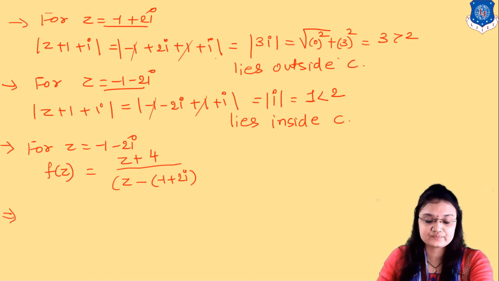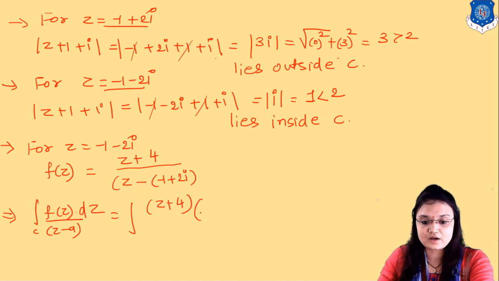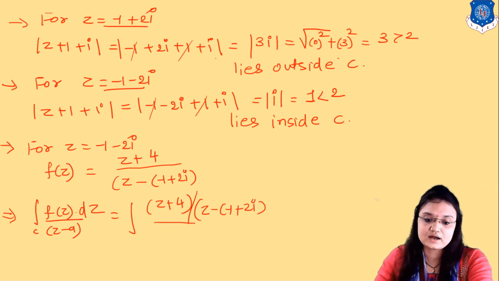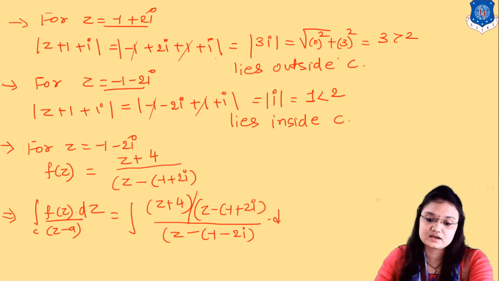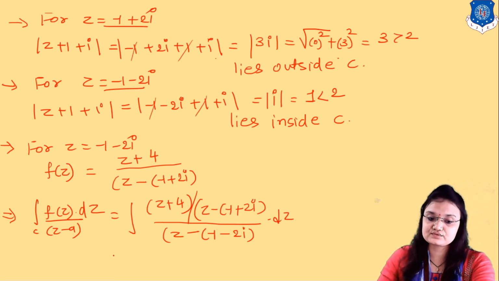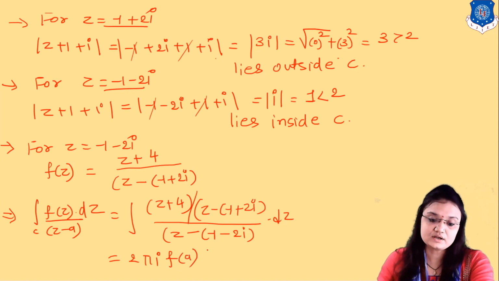Okay, so now we have this type of situation. We have function f of z into dz upon z minus a. So now our function for this example is z plus 4 upon z minus 1 plus 2i, and upon this is the point which lies inside the circle C, that is z minus (−1 minus 2i), into dz. Okay, so for this we have to use the equation 2 pi i f of a.